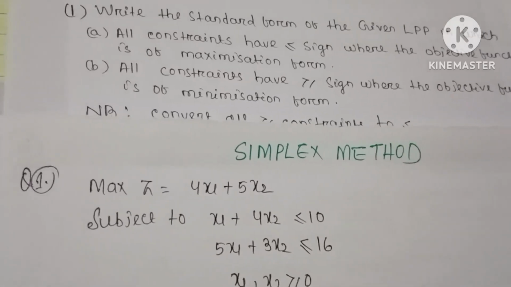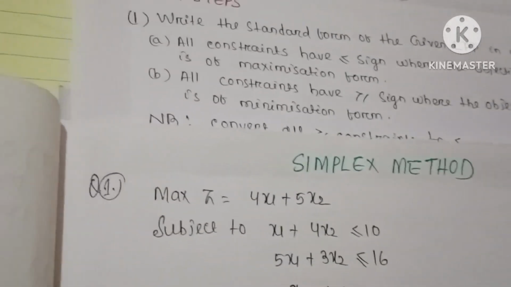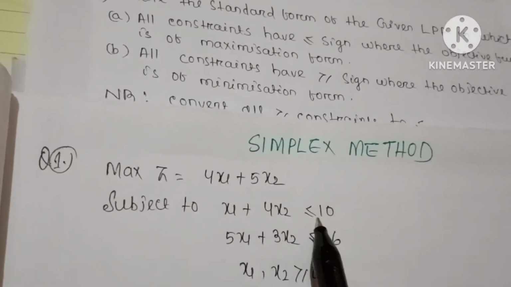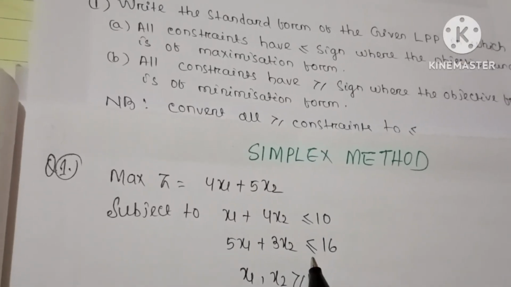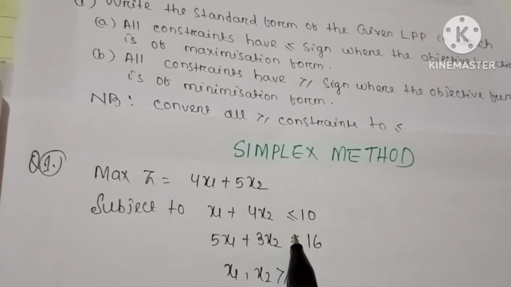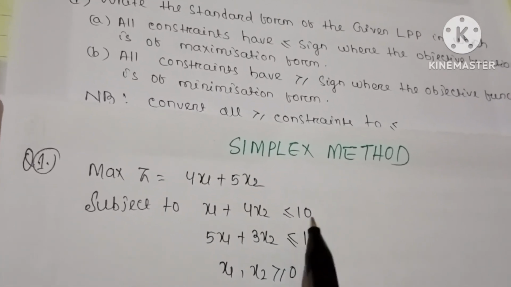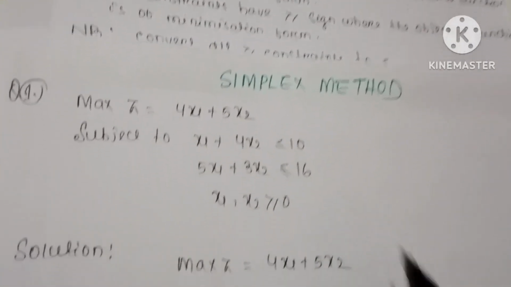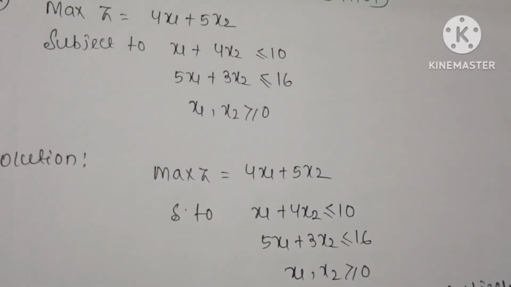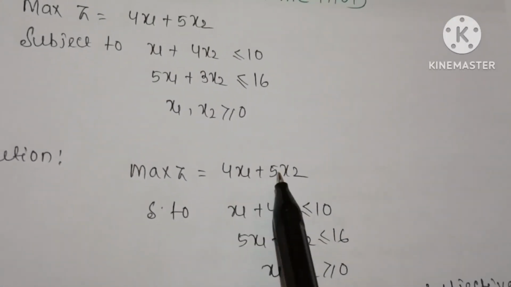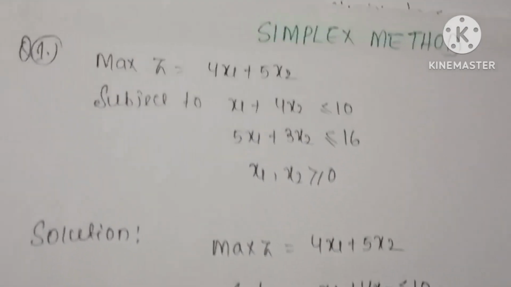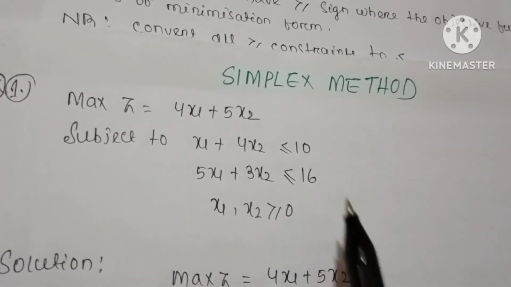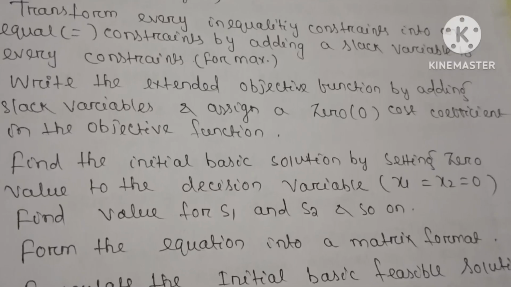In the given problem, this is a maximization problem, and the constraints are all in less than or equal form, so there is nothing to do. We can write the standard form here: maximize z = 4x1 + 5x2, and whatever is given we will simply write it, because it is already in the standard form.